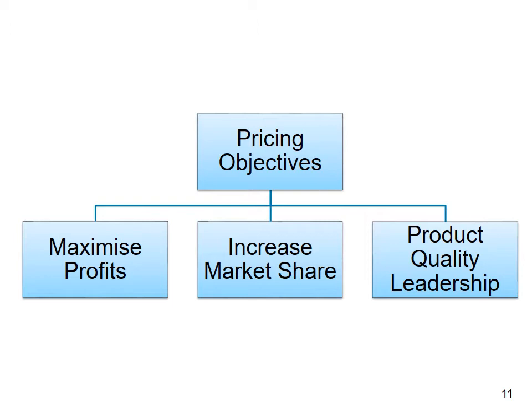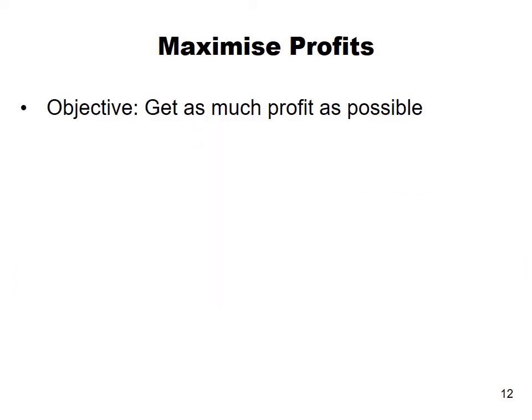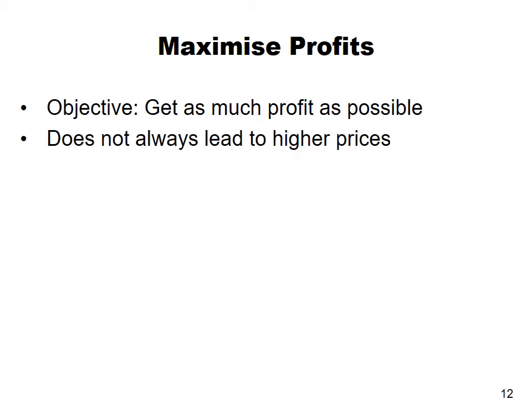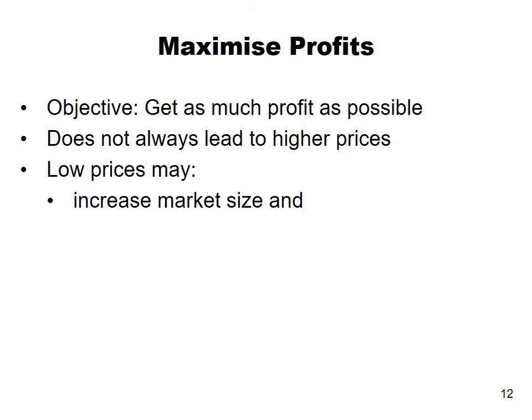Price objectives. There are three areas we're looking at. First one is maximizing profits, followed by increased market share and product quality leadership. Maximize profit: the objective is to get as much profit as possible. It does not always lead to a higher price. Sometimes a lower price may increase the market size and result in greater sales and profits.